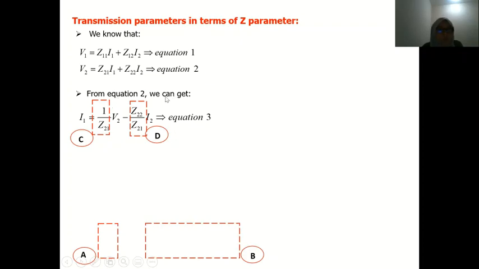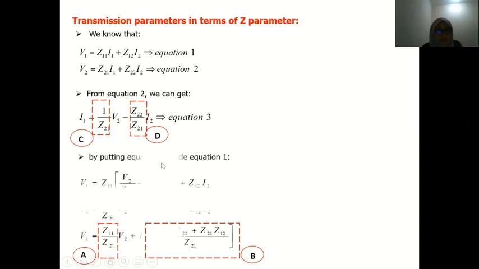From the second equation, rearrange I1 as the main variable. You get I1 = (1/Z21) V2 - (Z22/Z21) I2. If you compare with the ABCD or T parameters, this term is your C, and this term is your D.